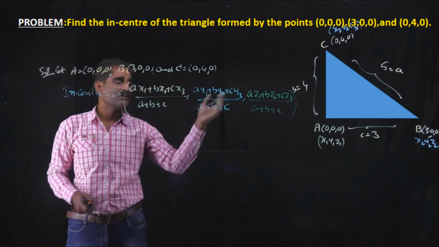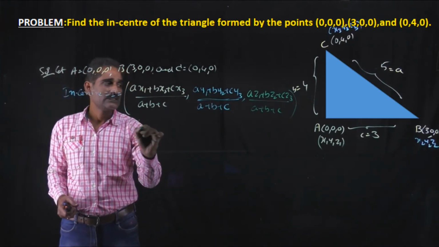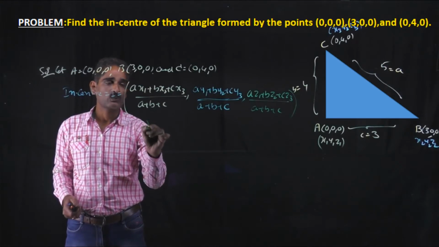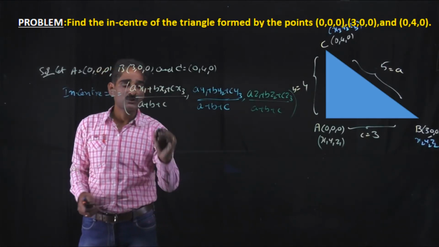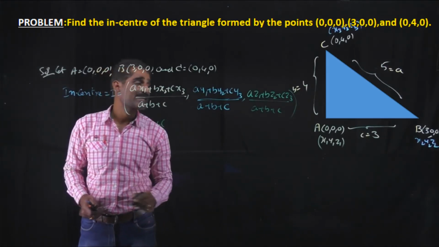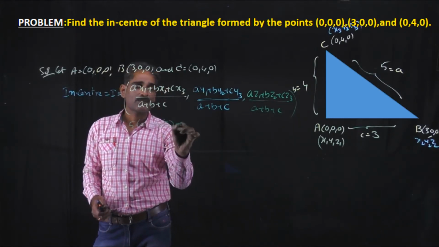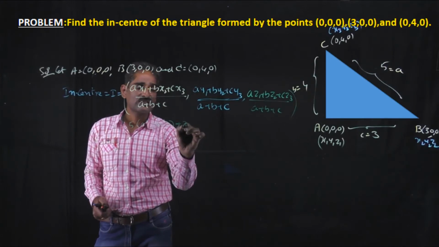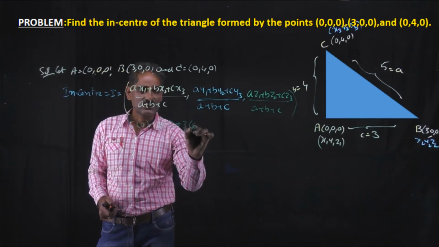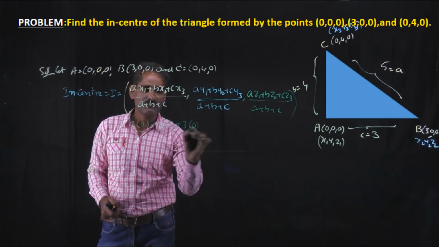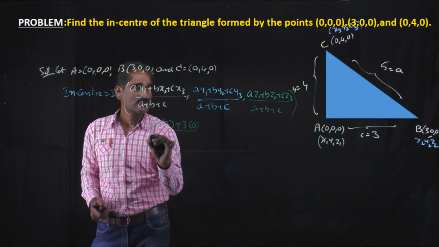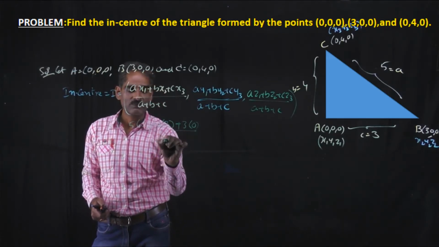Here the length of A is 5, into x1 which is 0, plus the value of B which is 4, x2 is, what is x2? 3, plus the value of C which is 3, into x3 which is 0, by a plus b plus c, that means 3 plus 4 plus 5.